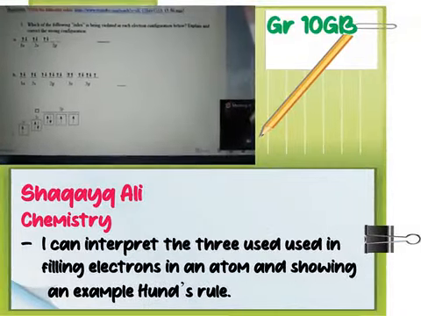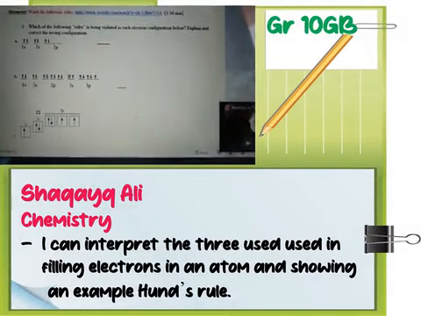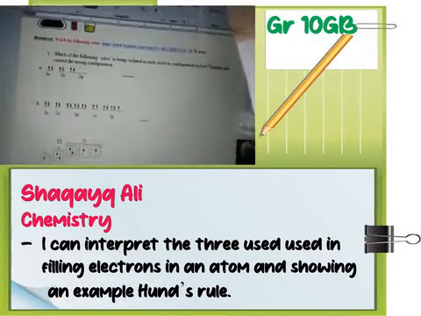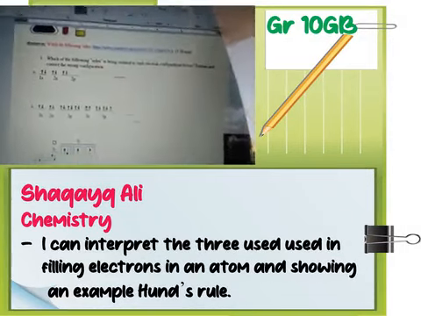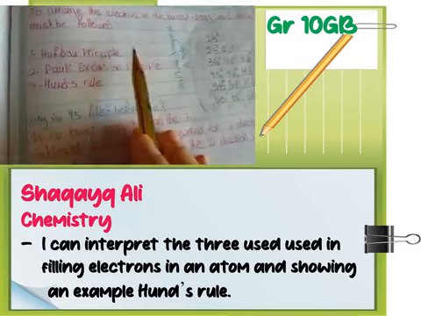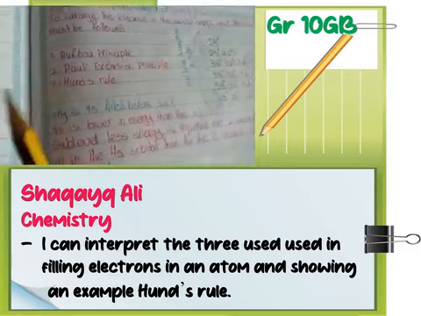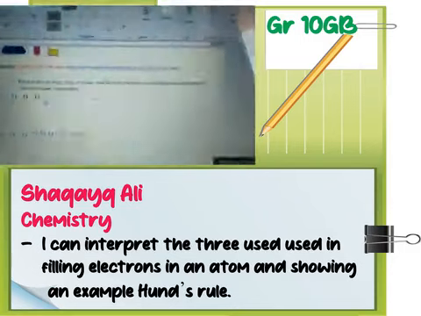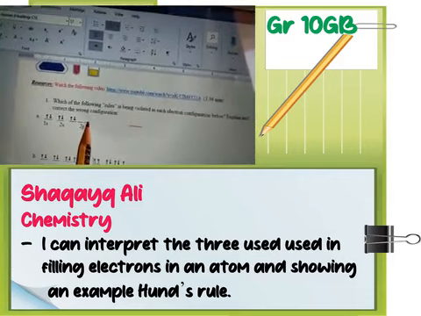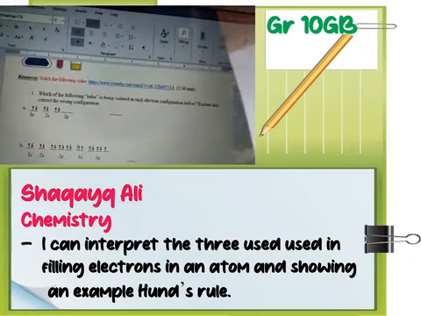Which of the following rule is being violated in each electron configuration below? Explain and correct the wrong configuration. So now I'm gonna solve part A. And let's first remember the rules for electron configuration, and they are Aufbau principle, Pauli exclusion principle, and Hund's rule. So in this picture, if you look at it deeply, you can understand that this part is the wrong one, and the rule for this one.